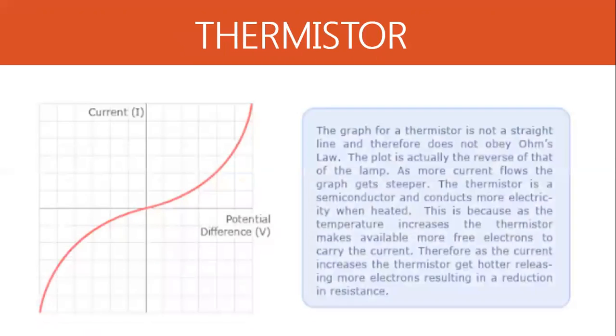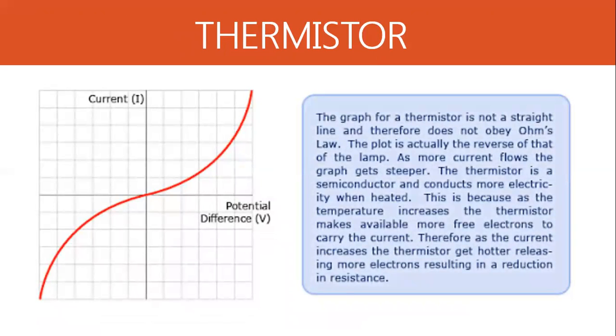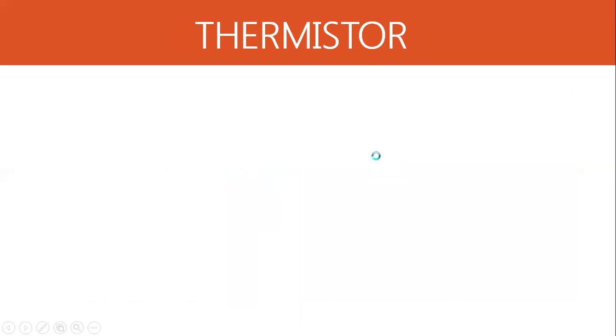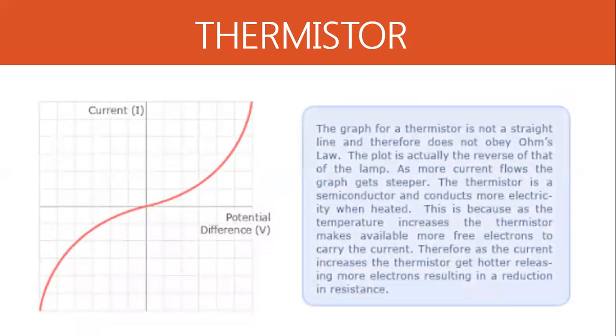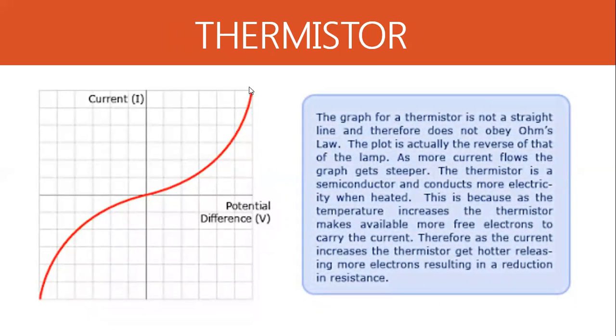Thermistor. In the IV characteristic graph of a thermistor, you see, it is also a curve, not a straight line. It does not obey Ohm's law. V is increasing and I is also increasing but not proportionally. The graph for a thermistor is not a straight line and therefore does not obey Ohm's law. The plot is actually the reverse of that of the lamp. In the previous graph of the lamp, the curve is like this in this direction, and here the curve is in the above direction.